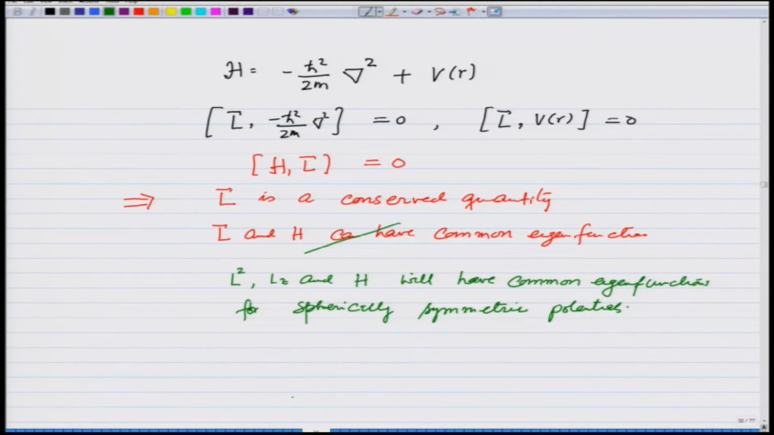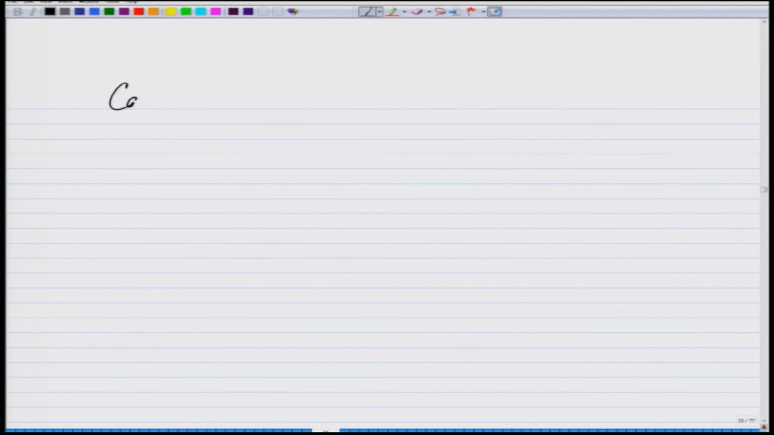Now, once we have gotten Lx, Ly and Lz, it is easy to show that the Lx, Ly commutator is going to come out to be i h cross Lz, the Ly, Lz commutator will come out to be i h cross Lx, and the Lz, Lx commutator will come out to be i h cross Ly. Let us write these commutators of L components.